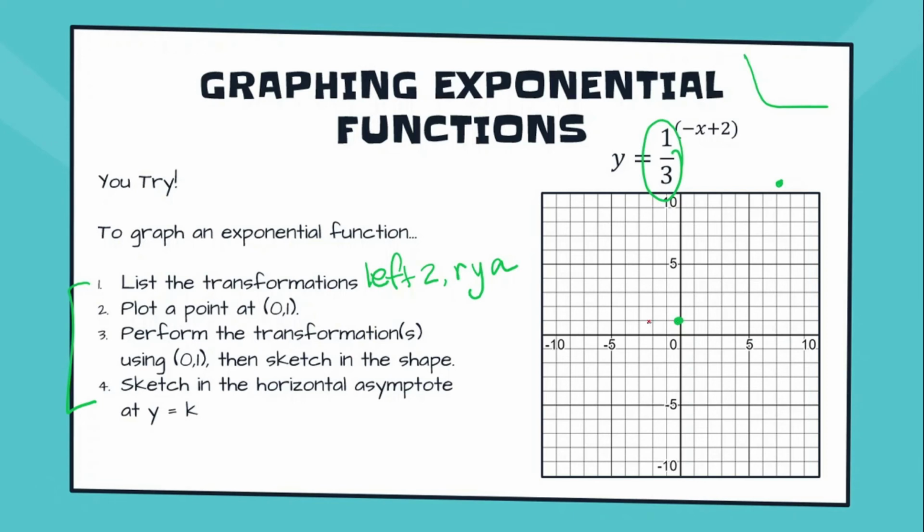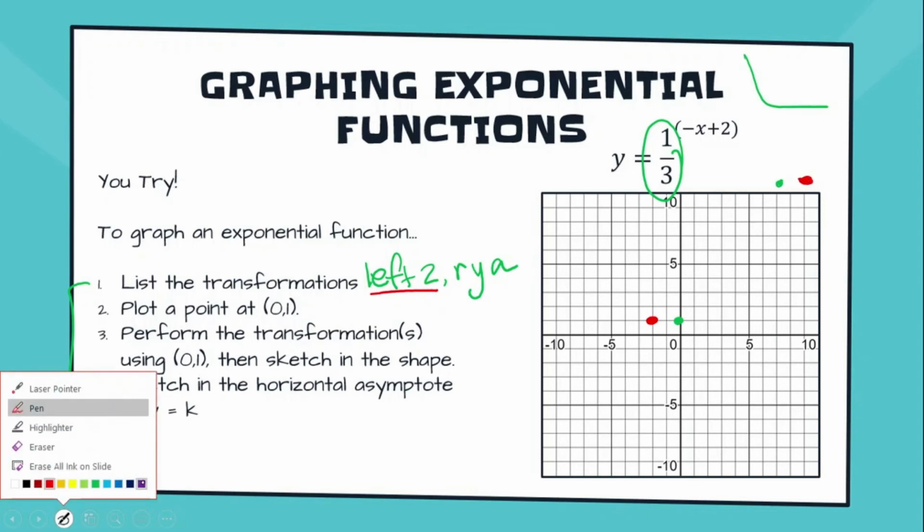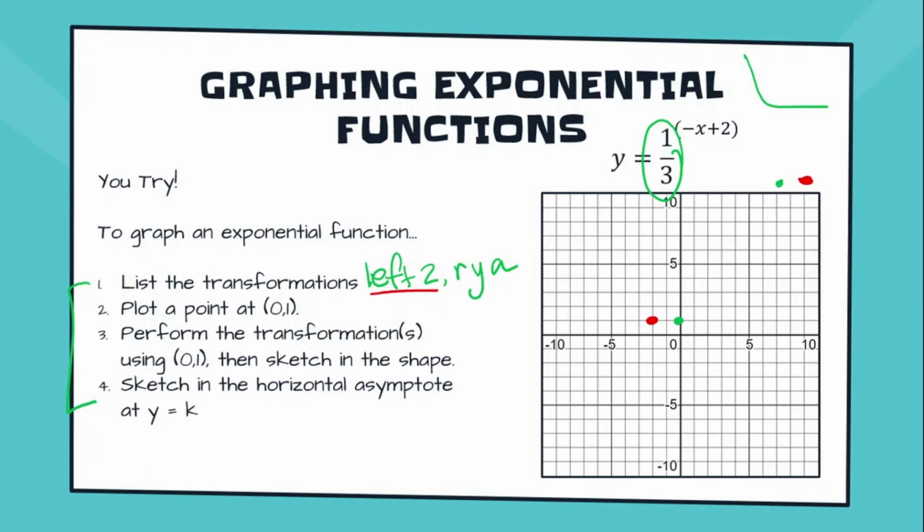I'm going to go to the left 2. And then I'm going to reflect that point over the y-axis. And I'm just counting when I'm reflecting. I'm like, okay, y-axis is here. This point's 2 units away. When he reflects, he should be 2 units away.